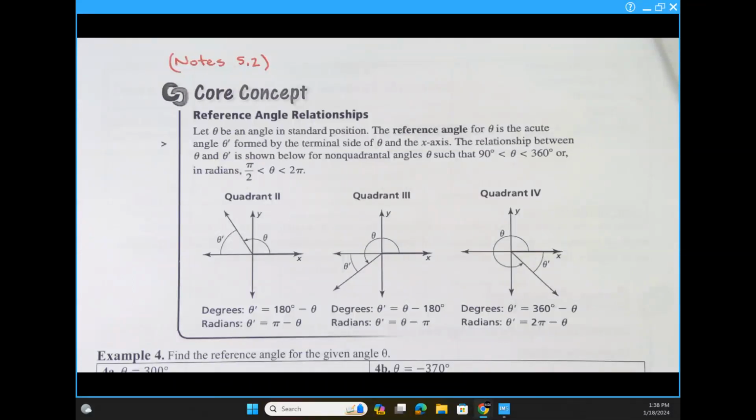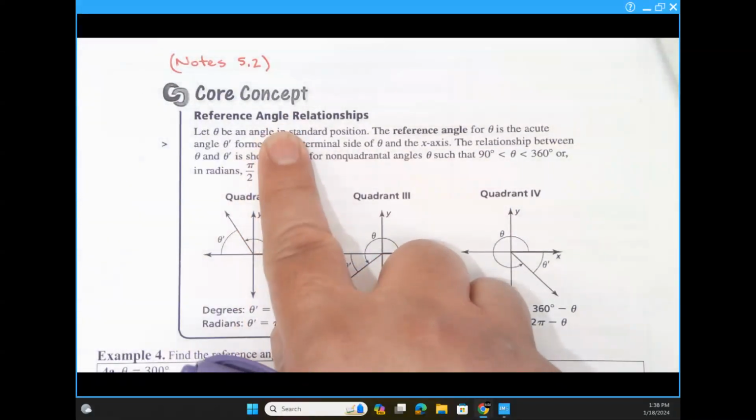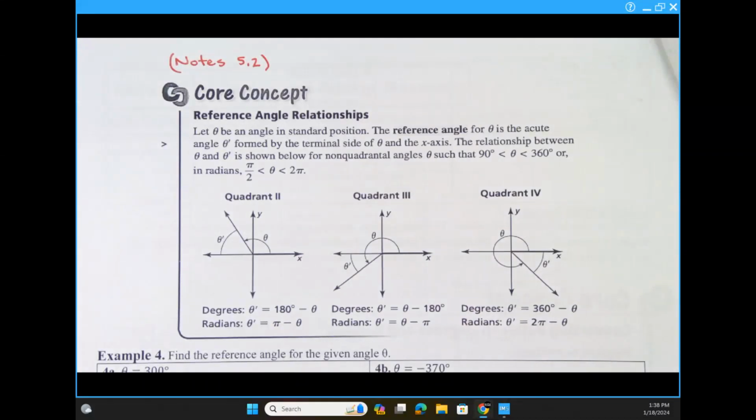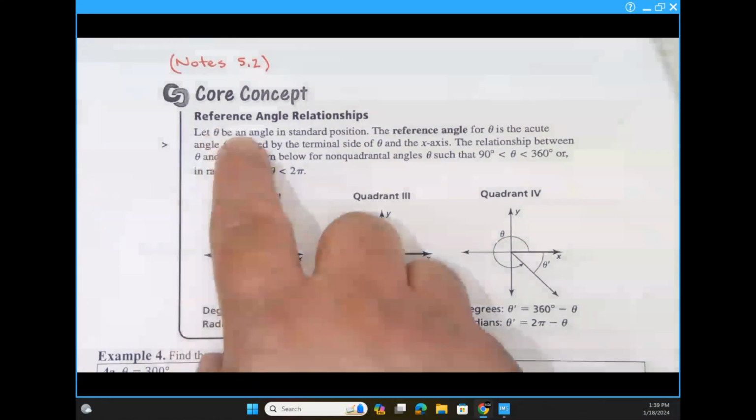Hi, everybody. Welcome back. Today, we are going to be working on Notes 5.2, Part 2, where we're going to talk about this concept known as a reference angle. Reference angles are related to the angles that we've been drawing, especially when we start talking about trigonometry a little bit more and the trig values. So, let's get started here.